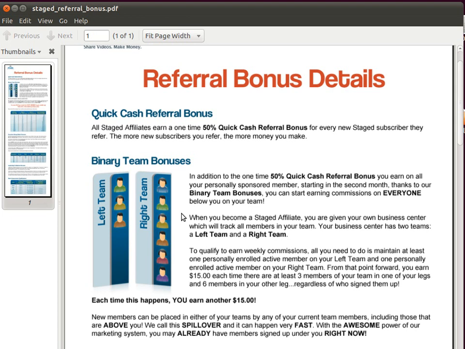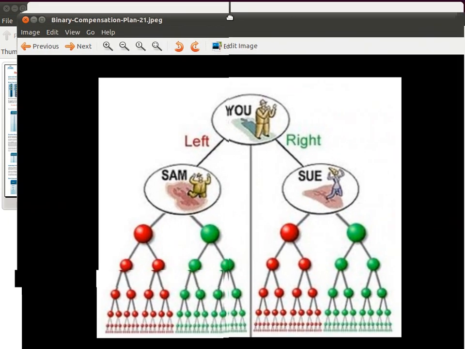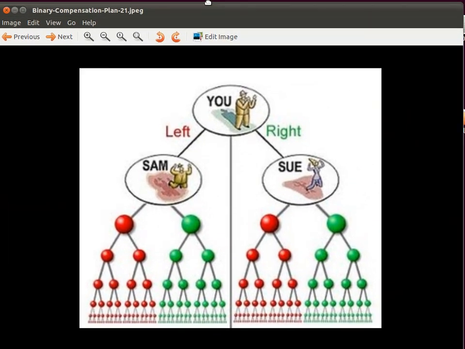In this case, with Stage.com, when you get 3 people in one leg and 6 people in the other, you earn $15. Now, these people can be brought in by you. They can be brought in by somebody else. It doesn't have to be 3 people always on your left leg and 6 people always in your right leg. It can alternate back and forth. But anytime you get an accumulation of 6 in one and 3 in the other, you earn $15.